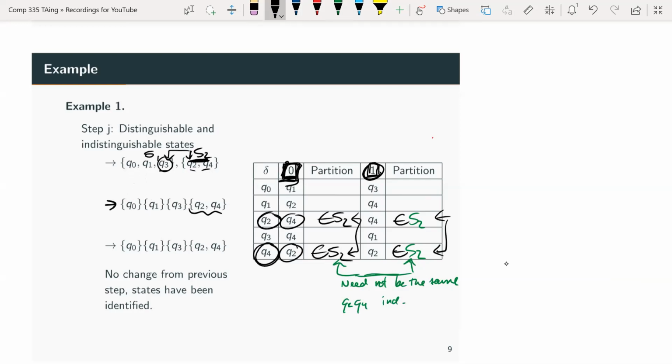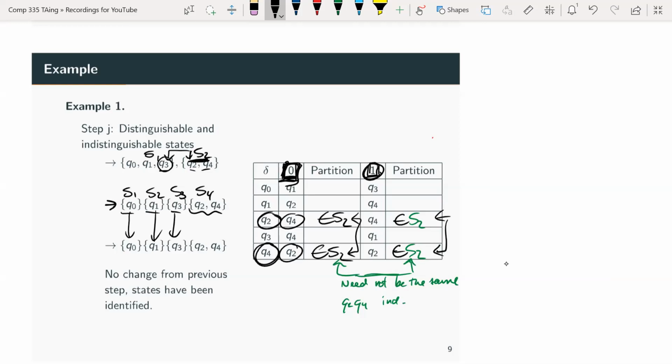So the algorithm isn't done yet. We need to rerun it and check again. So we need to relabel our partitions. Now I have 4 partitions, and I need to check for each partition whether there's again going to be some splitting. So it's going to be easy for S1, S2, S3. They only have one state, so of course, they're not going to split anymore because there are no pairs in them. So I can directly just rewrite these 3.